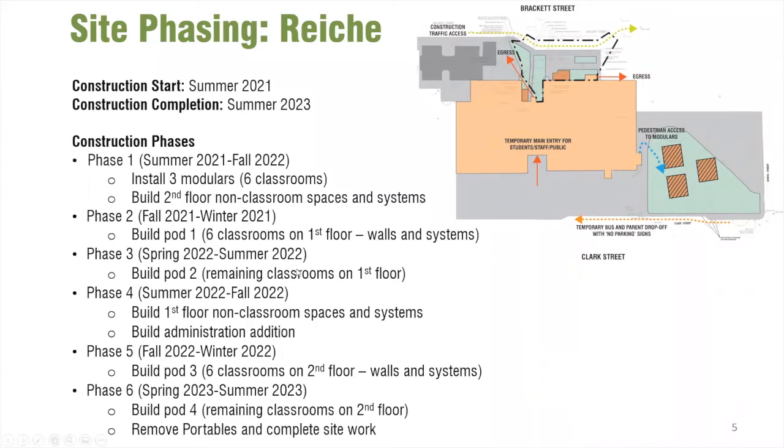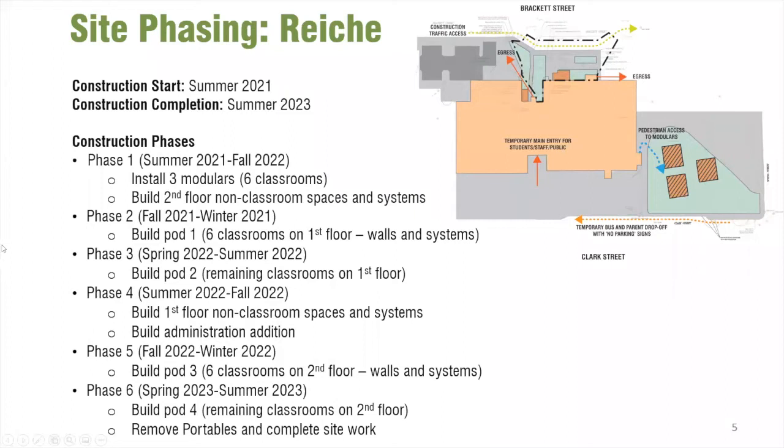And so the first phase of the work, though, is the summer of 2021. That'll be next summer. And we'll actually lay down and install the foundations and then 3 modulars. And then we'll begin the second floor non-classroom spaces. And we had reviewed this at one time, but we're starting up on the second floor and inserting systems, upgrades, and the things in common areas outside of where the classrooms are going to be created.